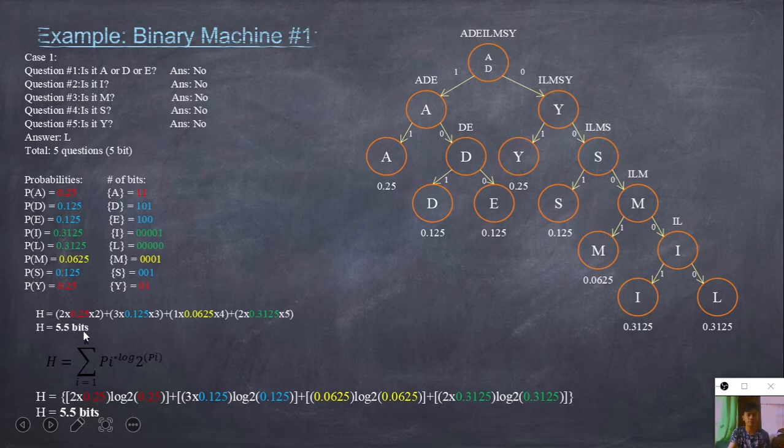So next we will use the Hartley equation or function. So H is equal to 2 times 0.25 log base 2 of 0.25, plus 3 times 0.125 log base 2 of 0.125, plus 0.0625 log base 2 of 0.0625, plus 2 times 0.3125 log base 2 of 0.3125. So the answer is 5.5 bits, which coincides with this equation.